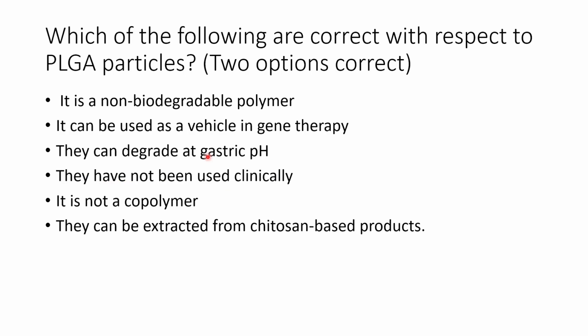Okay, so which of the following are correct with respect to PLGA particles? They're saying two options are correct here. It is a non-biodegradable polymer. It can be used as a vehicle in gene therapy. They can be degraded at gastric pH. They have not been clinically used. It is not a copolymer. They can be extracted from chitosan-based proteins. What do you guys think?